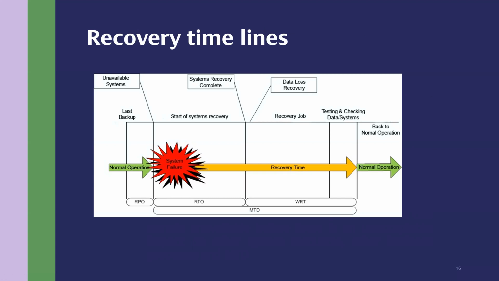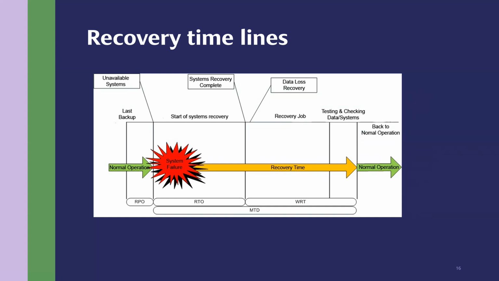Next, if you see, okay. So now in this diagram, we can easily see what this MTD, RPO, RTO, and WRT are. On the left-hand side of this diagram, it starts with RPO, where normal operation was there, and then this red system failure indicates there can be a system failure, or any unexpected event that happens at that particular time. And this is the MTD which the owner is willing to go with. In this MTD, the first part is RTO, and the second part is WRT.